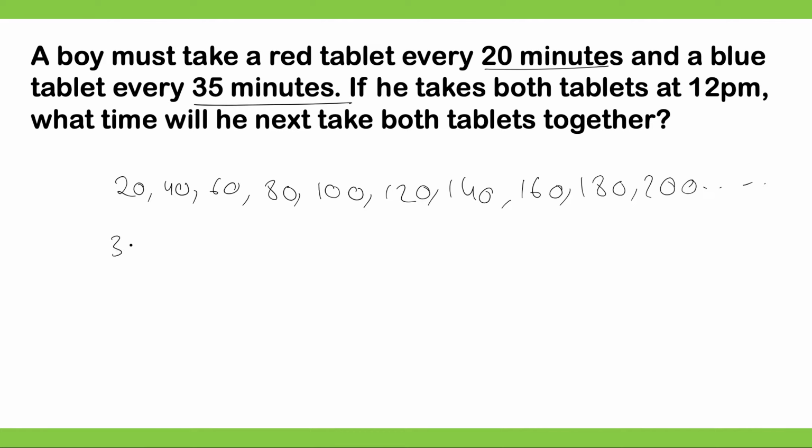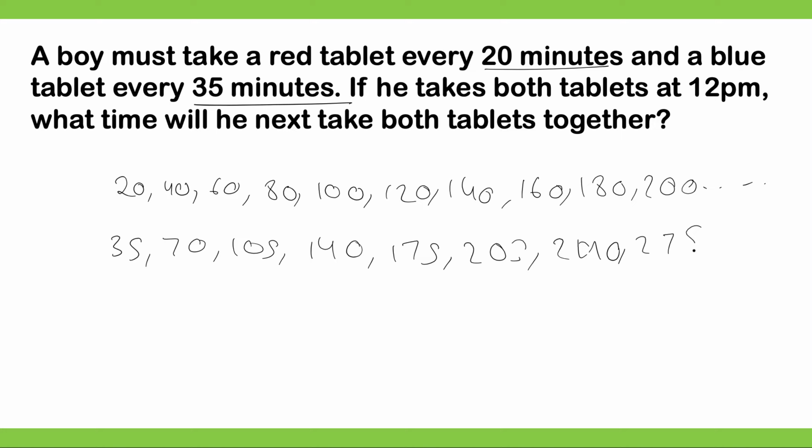Now 35, we would have 35, 70, 105, 140, 175, 205, 240, 275 and 300. And that's what we would have. Let's find out the lowest common multiple. Which one comes into both of them? We can see that the lowest is 140 over here. So we have 140 over here and we have 140 over here.